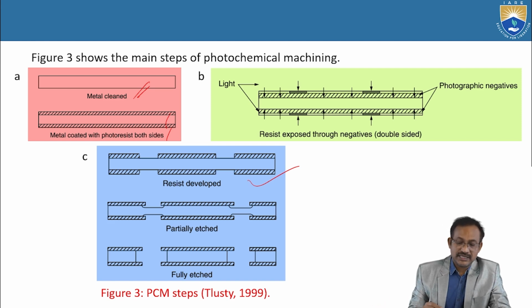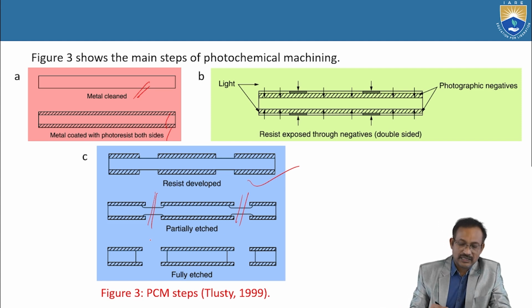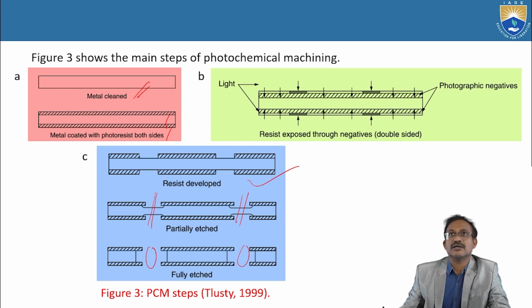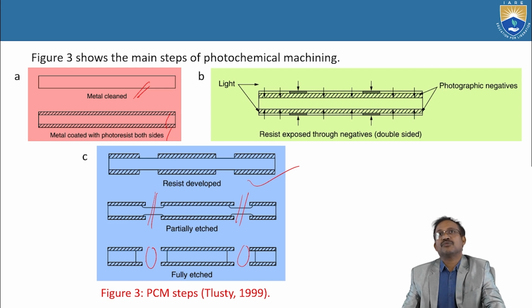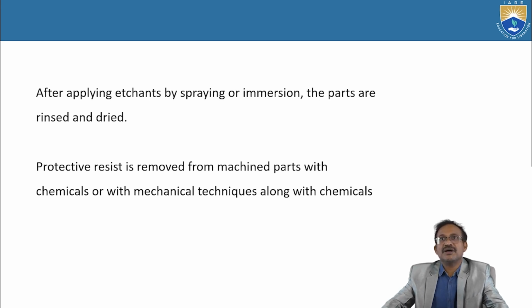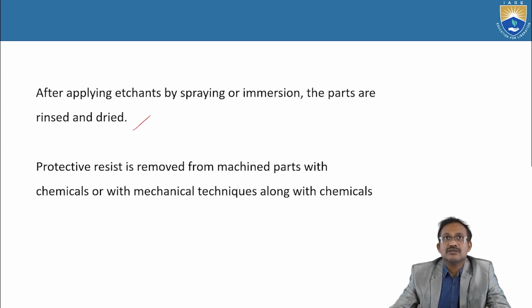Okay, next here it is partially etched. See here, we can notice it is partially etched. Okay, here at last it is fully etched. Okay, so this is the basic procedure for etching. Right. After applying etchants by spraying or immersion, the parts are rinsed and dried.